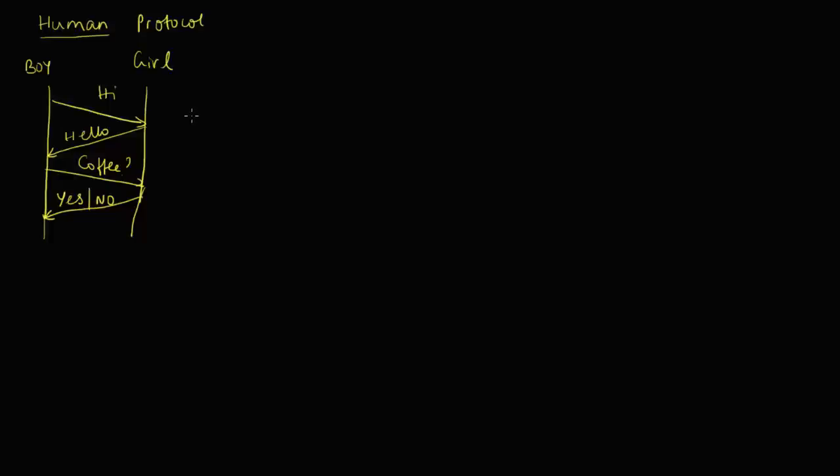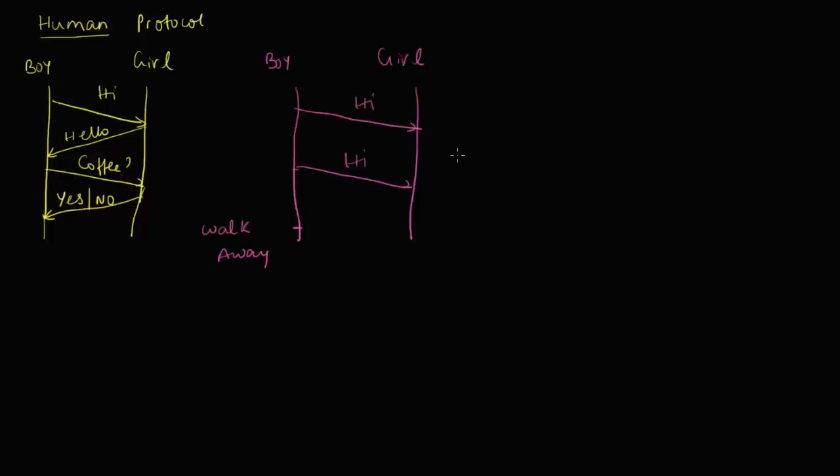So here is a boy who wants to ask a girl out for a coffee. This is the typical sequence of events. He says hi, the girl says hello. He says, do you want to go for coffee? And she'll say yes or no. So this is one scenario. Here is another scenario where the boy says hi, the girl is not interested in him, so she ignores him. Depending upon how desperate the boy is, he can say hi again, and if the girl still doesn't reply, then he is going to walk away.